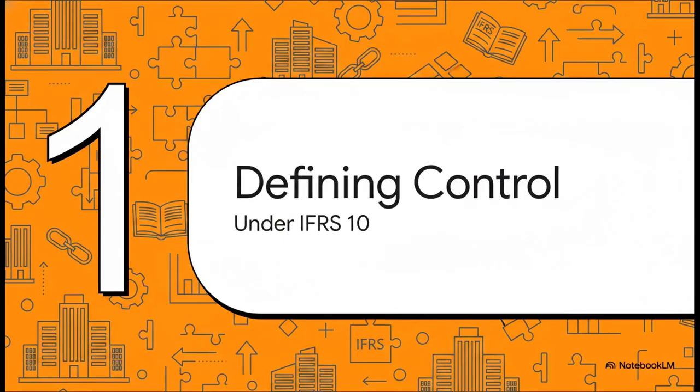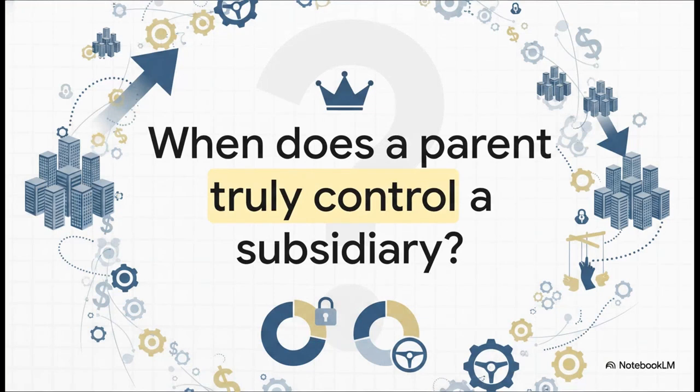Okay, starting off with Section 1, Defining Control under IFRS 10. Listen, before we go combining any financial statements, we have to lay down the rules of the game. We have to know if we even have the right to build this consolidated house in the first place, right? So the absolutely crucial starting point is answering this. When does a parent truly control a subsidiary?